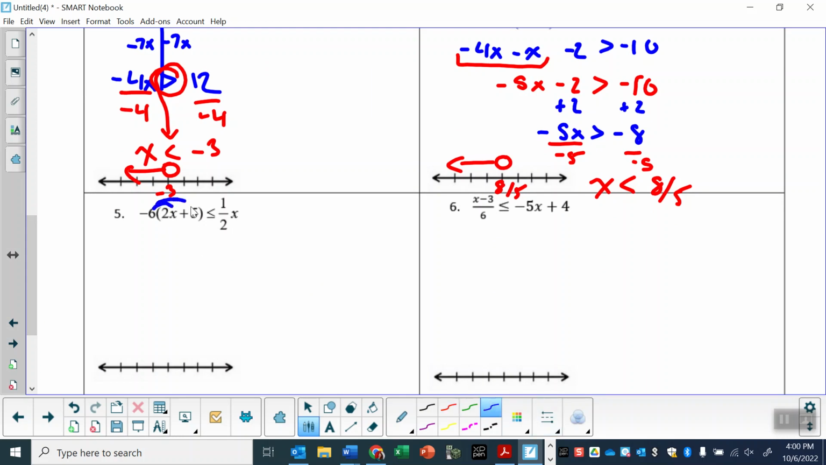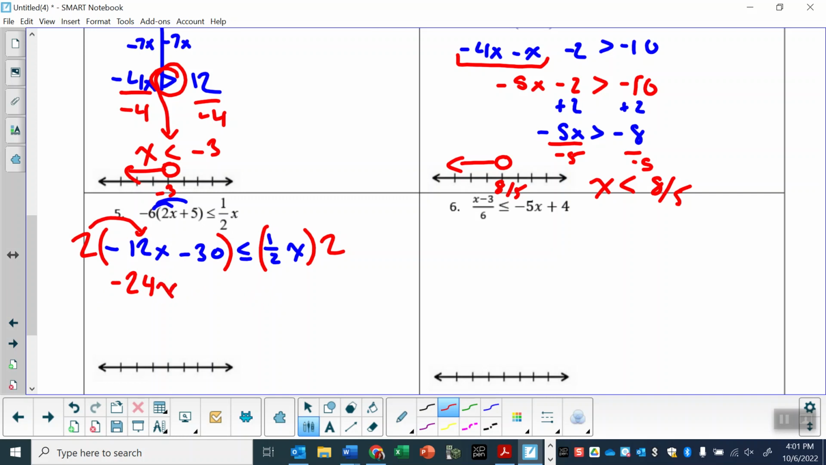Number 5, distribute first. -12x minus 30 is less than or equal to 1/2 x. And again, you can work with fractions. You can add 12 to both sides and get 12.5x. I think it's nicer if you don't have fractions. So we're going to multiply the whole side on both sides by 2. 2 times -12x is -24x. 2 times -30 is -60. And 2 times 1/2 is 1.